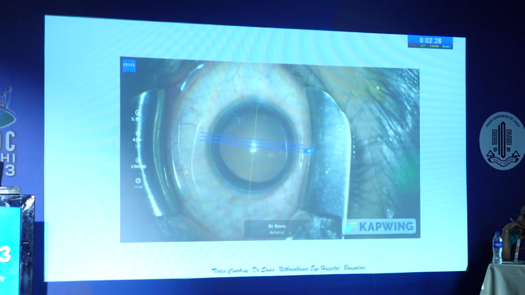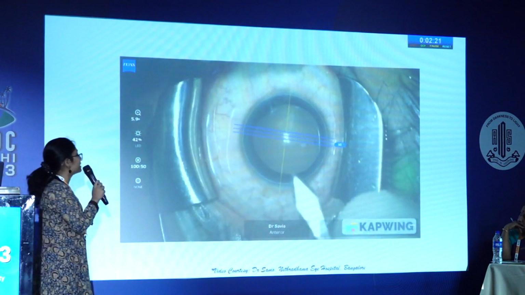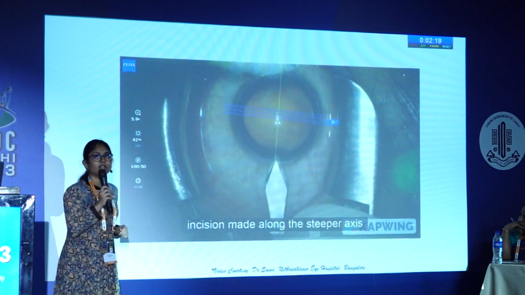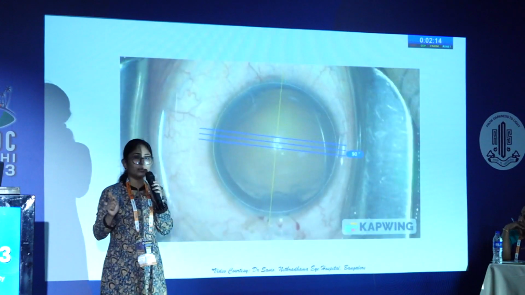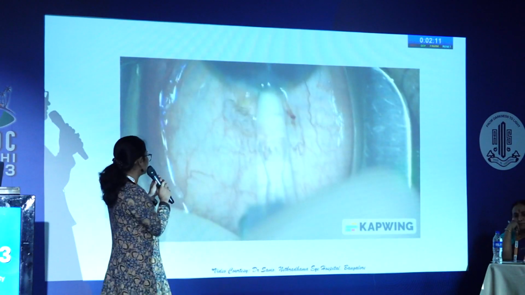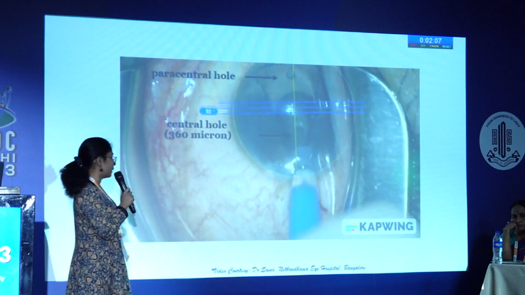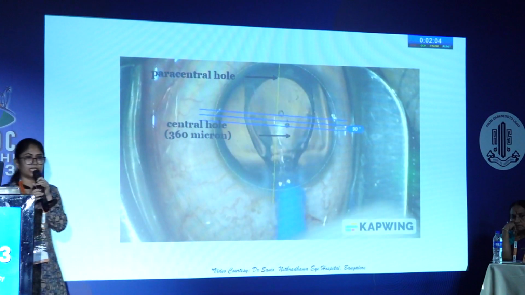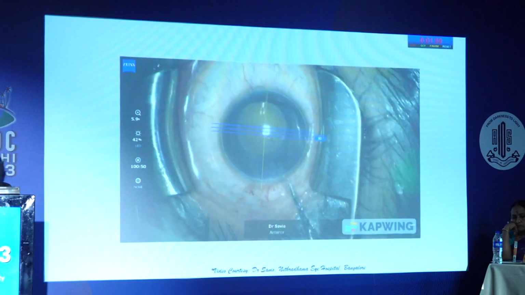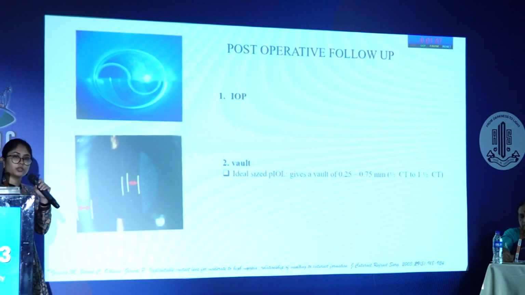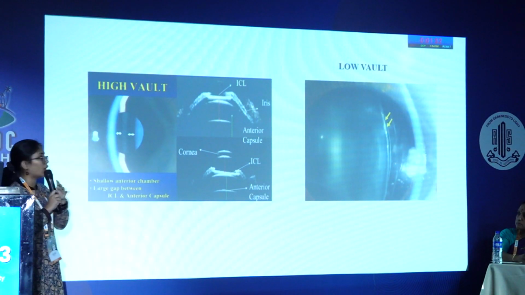Now, this is a video of a toric phakic IOL being implanted. A markerless system is used here and the incision is taken along the steeper axis. Once the AC is formed with viscoelastic, the IOL, which is loaded into the cartridge, is injected. If you look carefully, you can see some central holes in this IOL, which eliminate the need for a PI. Once the edges are tucked in and the visco is aspirated, the surgery is over. Simple, right? Post-operatively, you have to check the IOP and the vault. It should neither be a high vault nor a low vault.